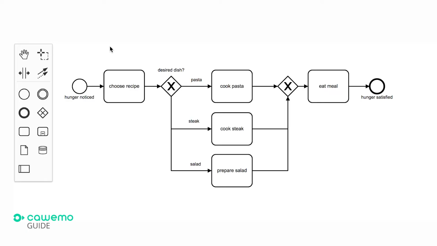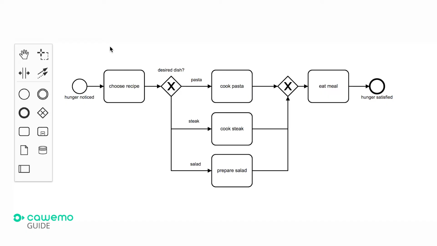Our process started when we noticed that we were hungry and ended with our hunger being satisfied. On our way to satisfying our hunger, we were able to choose one out of 3 recipes: pasta, steak, or salad. Let's assume we're very hungry though. Maybe it makes sense to always prepare a salad in addition to a main course.